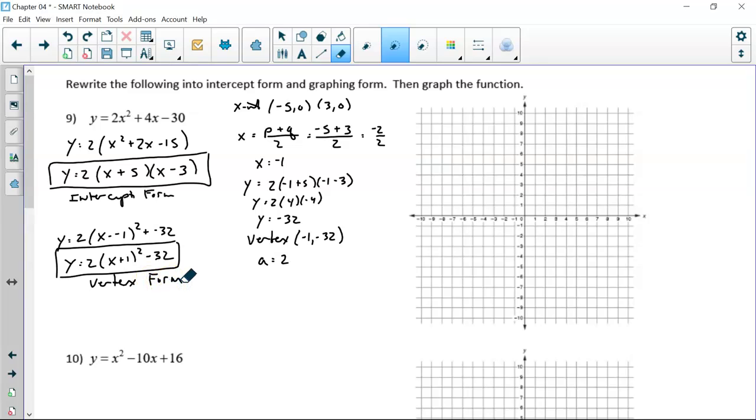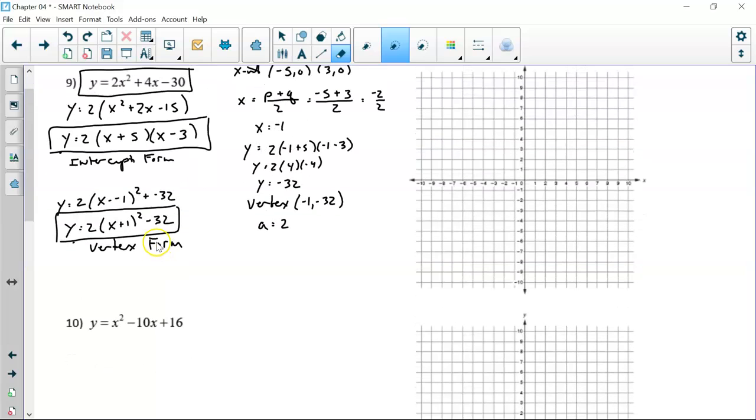Now you could graph these on your calculator. If you graph all three variations of it, especially on Desmos, you'll see it's all the same graph. So there we have all three forms: standard, intercept, vertex. Let's do another one. We're going to go into intercept first.